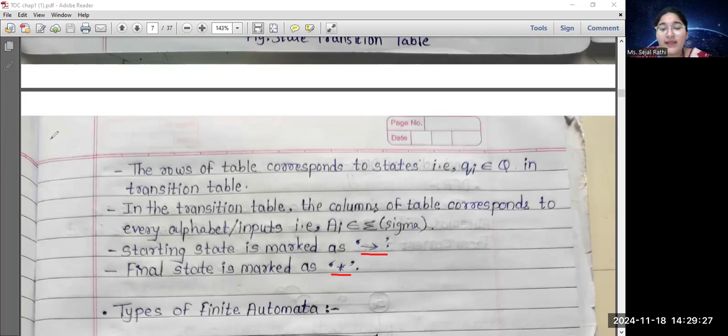Now the types of finite automata we are going to cover in the next video.